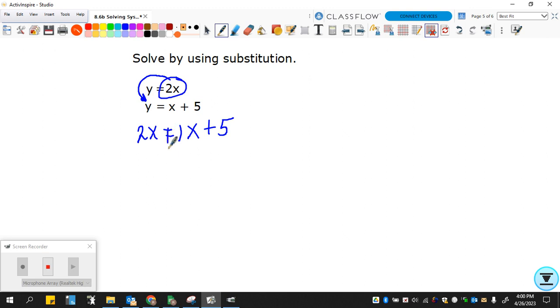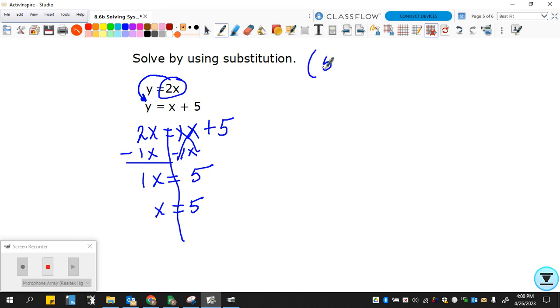Remember that if there's not a number in front of the x, that's understood to be a 1 there. Okay, so now we're just going to use inverse operations. Minus 1x, minus 1x. 1x minus 1x cancels out. 2x minus 1x is 1x is equal to 5. And 1 times x is just x. So x is equal to 5. Okay? So we know our x value is 5.